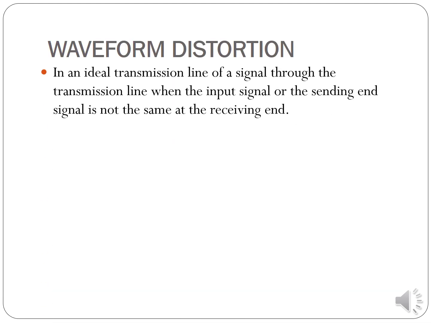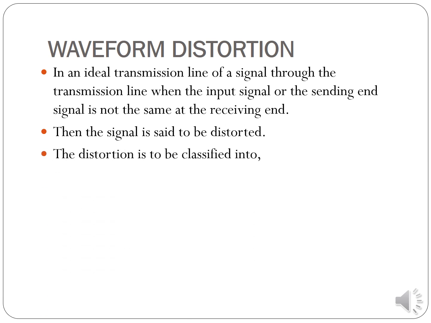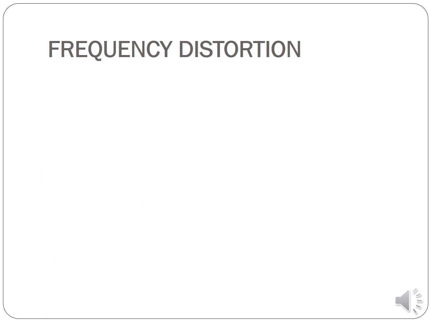Waveform distortion. In an ideal transmission line, when the signal at the input or the sending end is not the same at the receiving end, then the signal is said to be distorted. That is, whatever signal we send from the input will not be equal at the receiving end, then the signal is said to be a distorted line. Distortions are classified into frequency distortion and phase distortion.